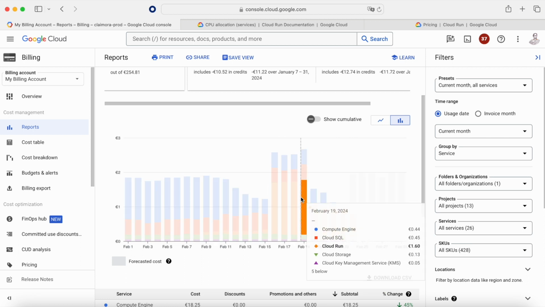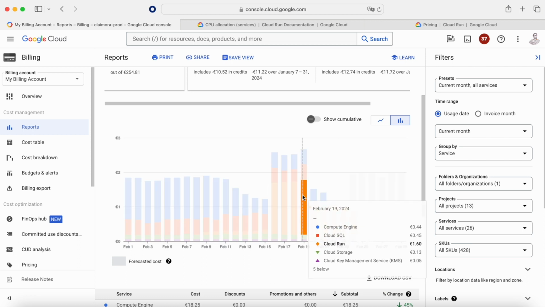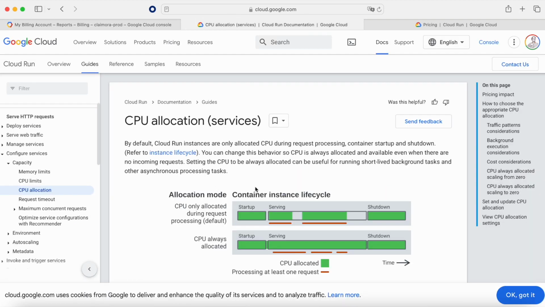And even here, I did that. What I did here is I said, okay, we are going to use the CPU allocation, but we are going to put it here as always. What does that mean? When we have Cloud Run, we can say, I want to have this CPU always up and running in my machine, or I don't want to have this CPU always up and running in my machine. And what is the difference?